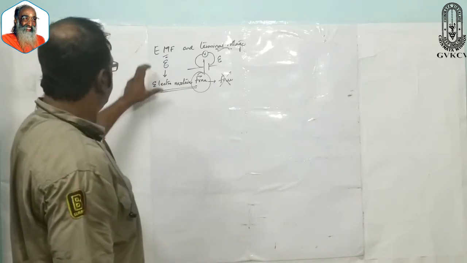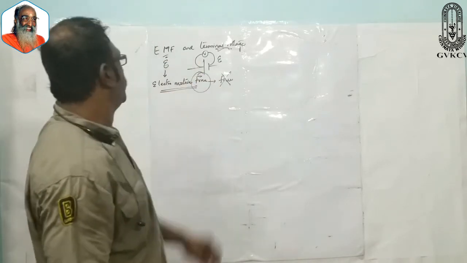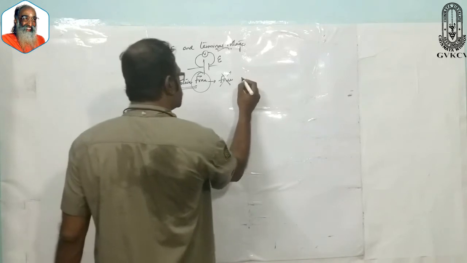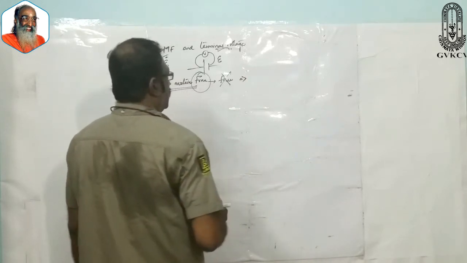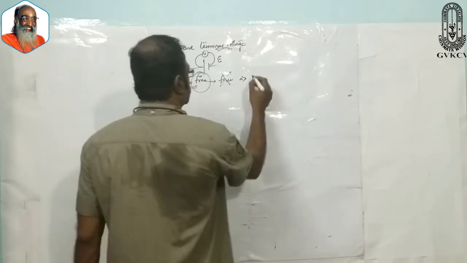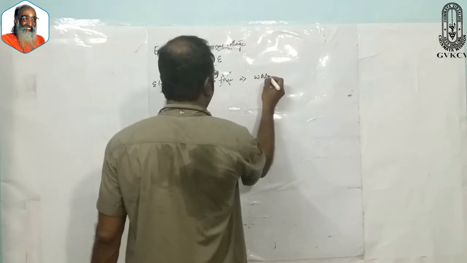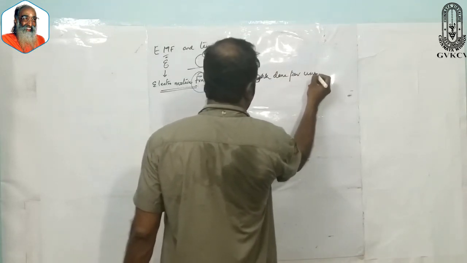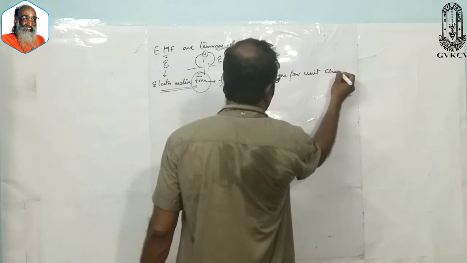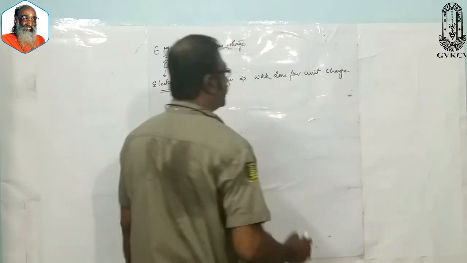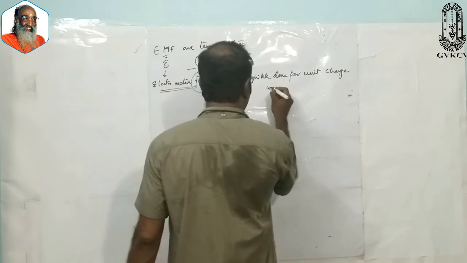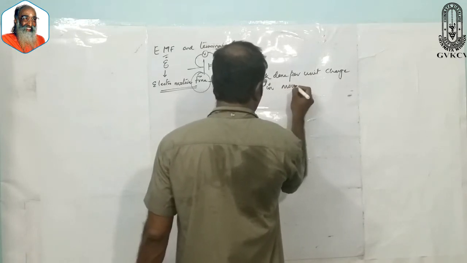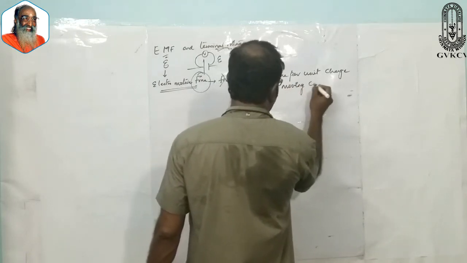So just to define this, you might have learned it as the work done per unit charge in moving charges around the circuit.